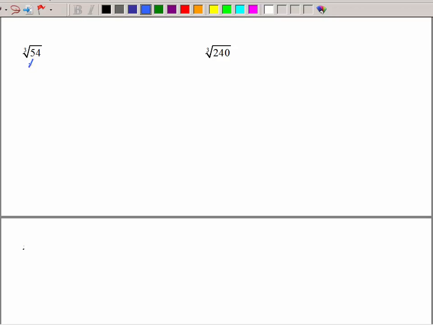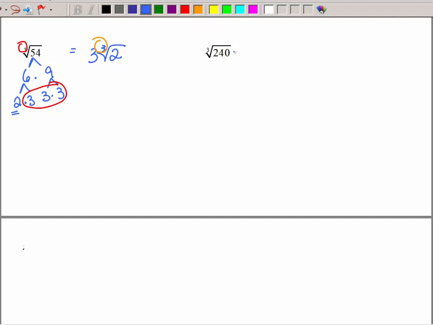So 54, I know that on my times table as 6 times 9. 6 can be broken apart as 2 times 3, and 9 as 3 times 3. So again, since I'm looking for a cube root, I'm looking for 3 of a kind, and so that comes outside of the radical, and then the 2 stays inside. And again, don't forget that little index to make sure we're talking about a cube root.